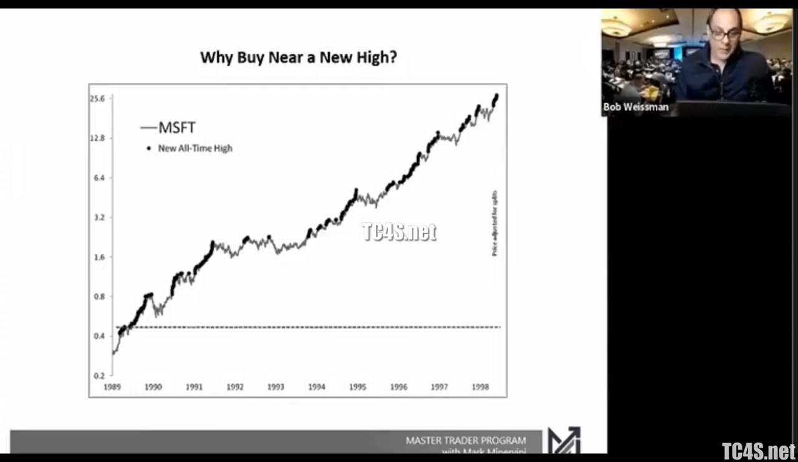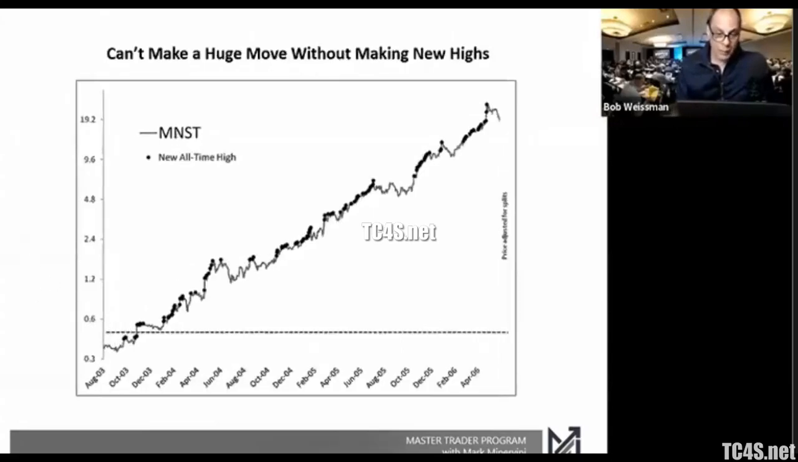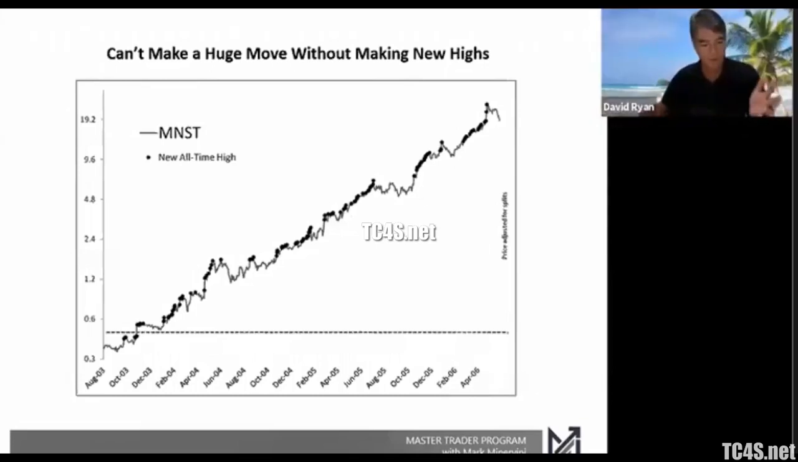But what we can see here, and what's important to show, and this is Monster Beverage, is that you can't make a big move in a stock without making new highs. It's impossible. So there are some other reasons too. What are some of the reasons why we want to buy near new high ground or in all-time high ground, Dave? Well, one of the most important reasons is that there's no one higher than where you're buying.